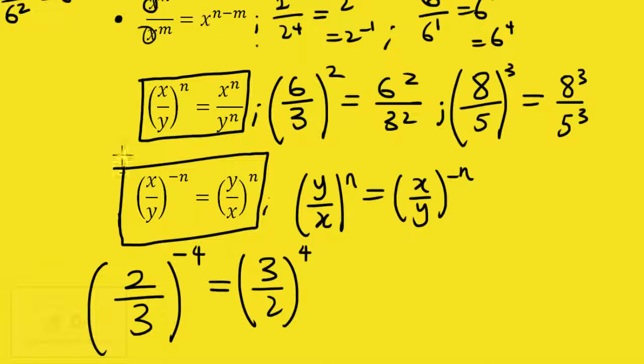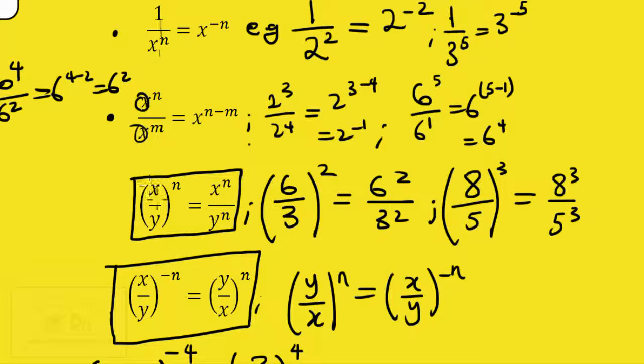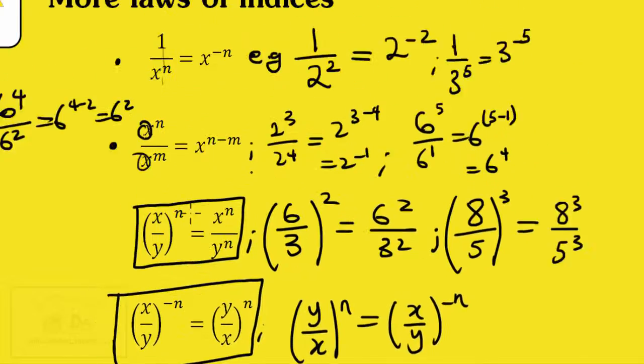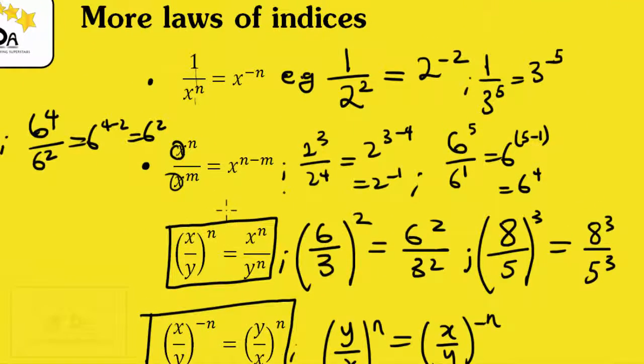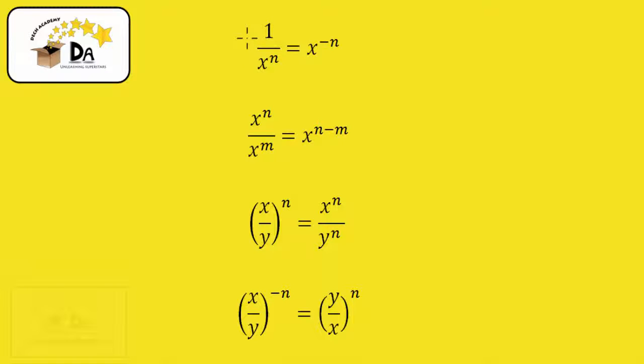The key thing here is that you need to memorize all these laws of indices. These 4 especially apply to division. So I'll just place them neatly for your convenience. So here are the laws again. So 1 over x to the n is equal to x to the minus n. For example, 1 over 3 to the 2 is the same thing as 3 to the power of minus 2.